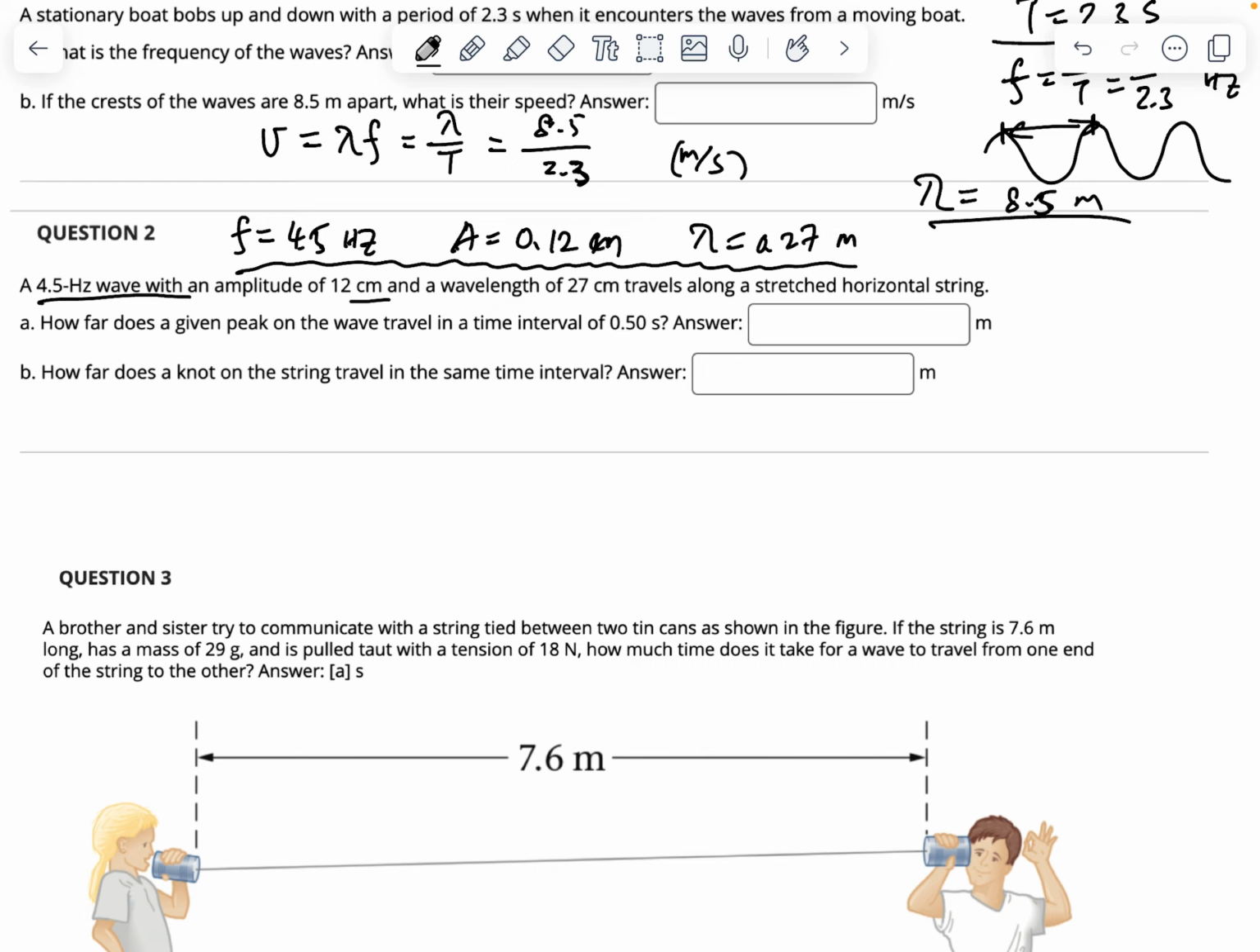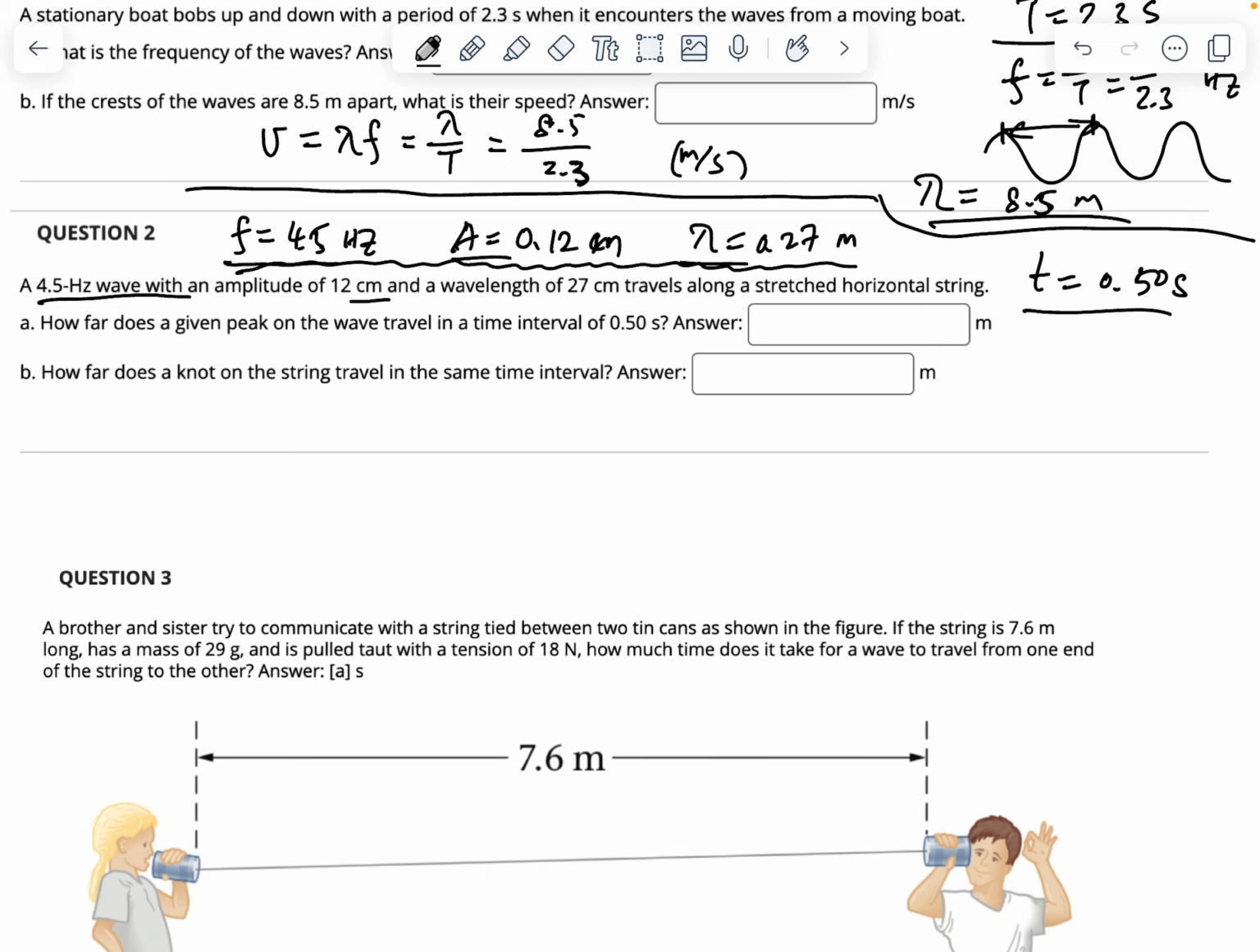How far does a given peak on the wave travel in a time interval of 0.5 seconds? So t equals 0.5 seconds. All right, so that's what we need to know. Given time, how long does it travel? Well, this one is very easy. If you know frequency and wavelength, speed of wave equals frequency times wavelength, so this equals 4.5 times 0.27. That's a speed in meters per second.